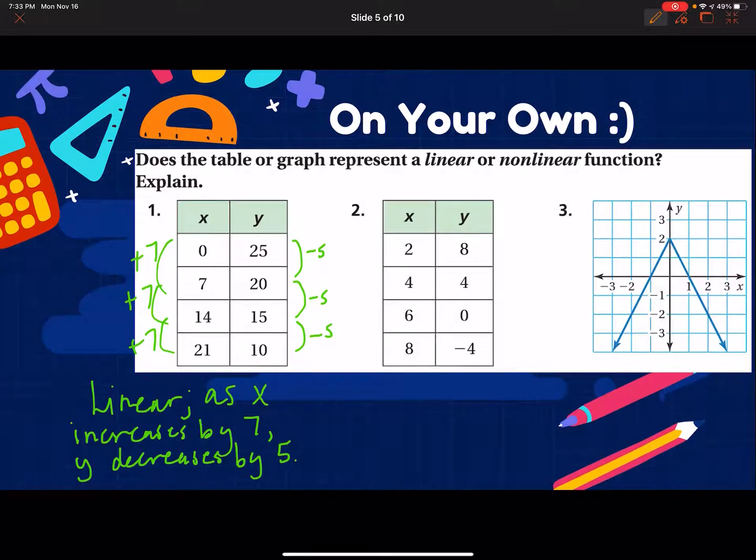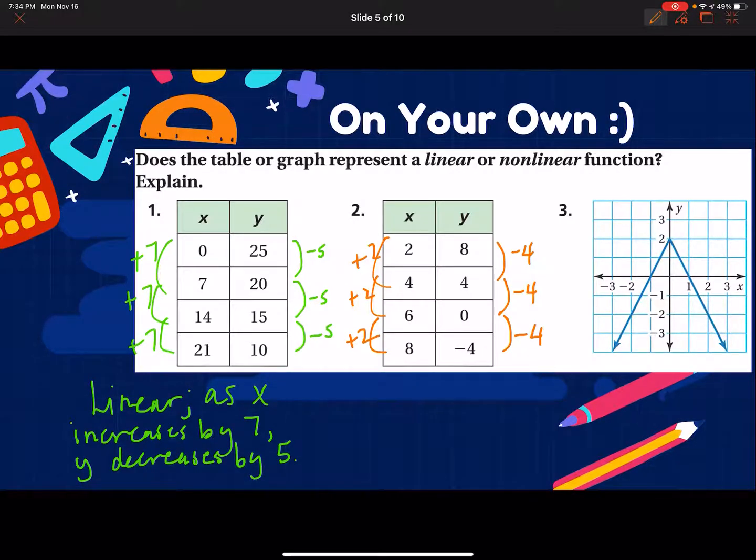Okay, looking at number 2, with our input or our x value, we can see an increase of 2, another increase of 2, and yet another increase of 2. With our y value, we have a decrease of 4, another decrease of 4, and another decrease of 4. We're finding the difference between these values. So we can see that the rate of change is constant.